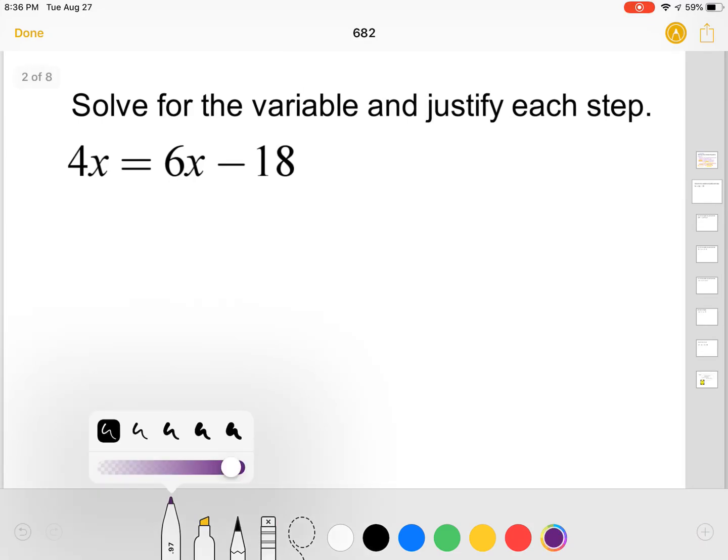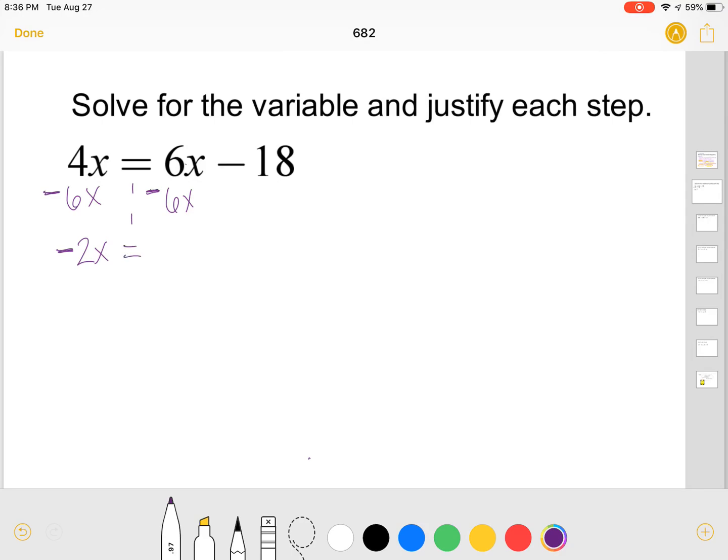Well, how about we move everything to the left side? Since this is a positive 6x, the opposite of having a positive 6x is having a negative 6x. So I'm going to subtract 6x from both sides. 4x minus 6x is negative 2x. Bring down my equal sign. 6x minus 6x, that's just 0. Those eliminate each other, which is exactly what we're looking for. And then we still have our negative 18. So we have negative 2x equals negative 18.